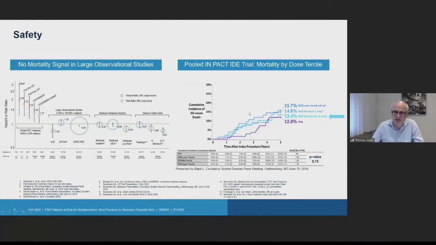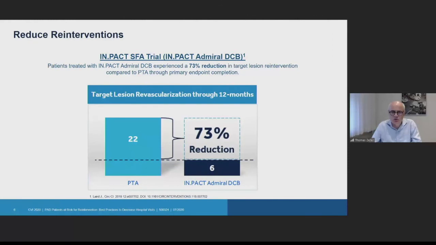Post-hoc analysis relating drug doses to mortality did not confirm any relation between drug dose and mortality risk. So what we learned is that based on the IMPACT SFA trial, there is a 73% reduction in reintervention rate at 12 months, clearly demonstrating that the IMPACT Admiral DCB is one of the best treatment opportunities we can offer our patients, even in light of the mortality risk discussion.